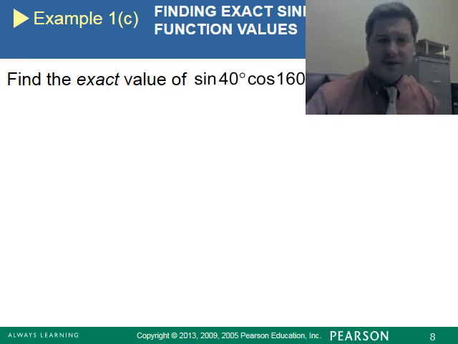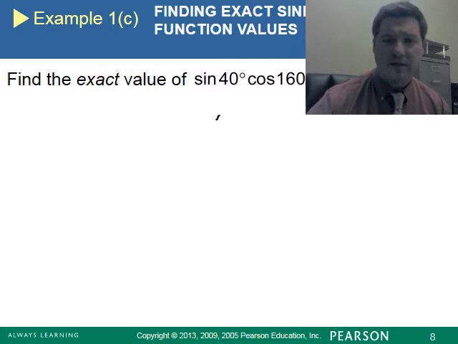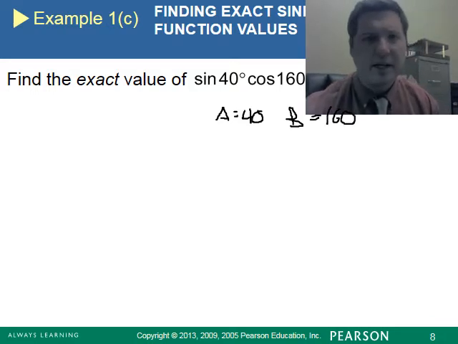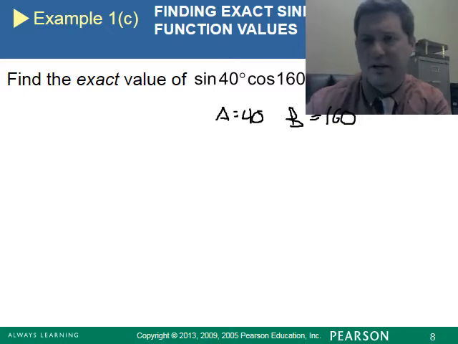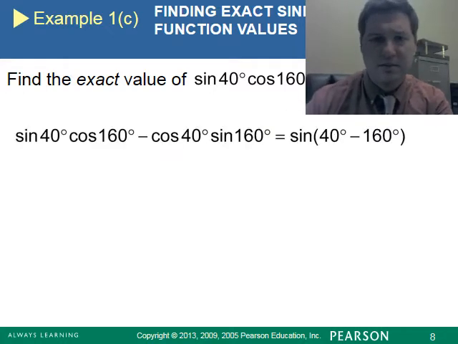Okay, so this one's a little different. We haven't done one of these yet. Now the formula, we're going to work backwards in the formula. So here we've got A is 40 degrees. B is 160. And let's see, can I skip back to that formula easily? Oh, it's not letting me skip back. Okay. Let me erase that and go forward with this.